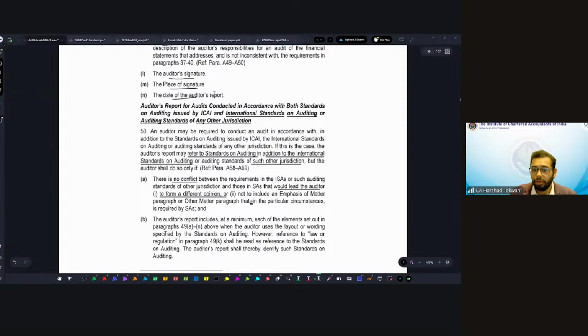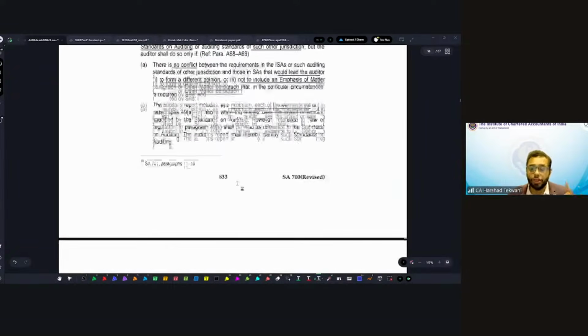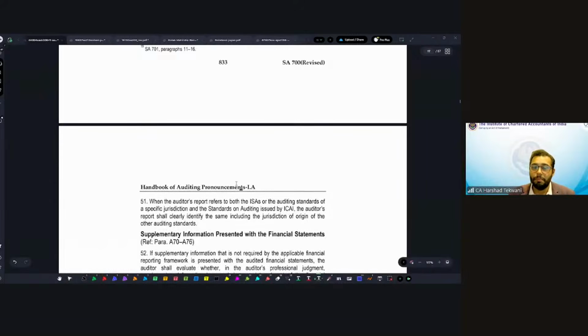Or not to include an emphasis of matter or other matter paragraph that in particular circumstances is required by the SAs. If this is the scenario, fine. And then the minimum elements should be there. Then only you can refer, otherwise not. Also, there is one more requirement, that is to mention the jurisdiction of origin of the other auditing standards.